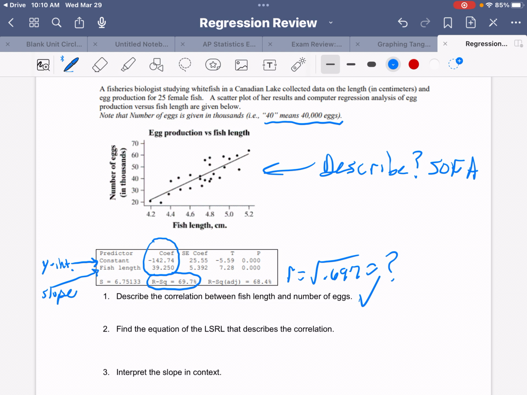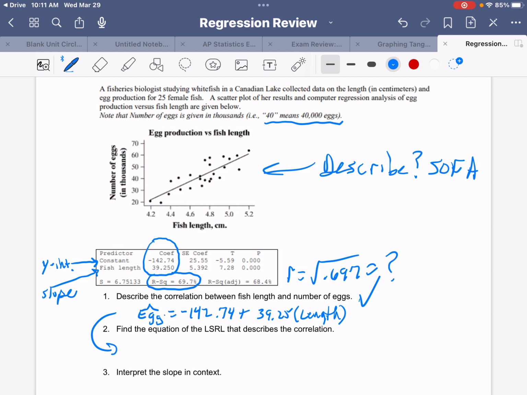So I can say something like this: eggs hat equals negative 142.74 plus 39.25 times length. And that would be the least squares regression line.